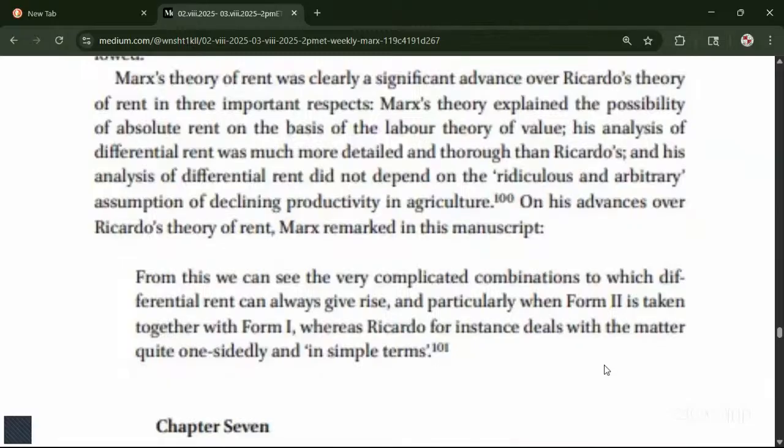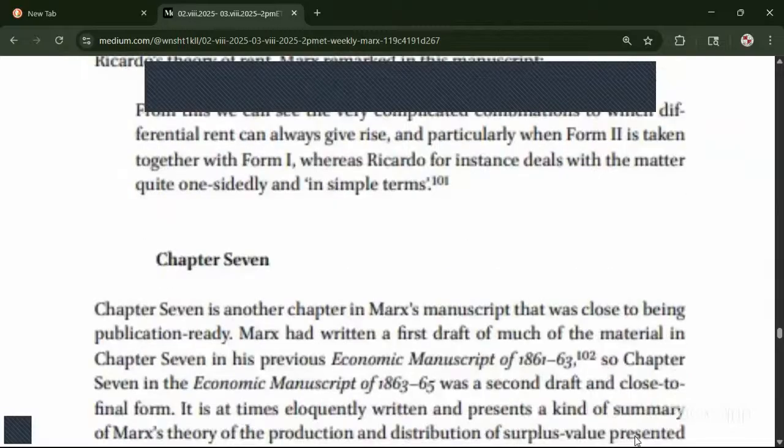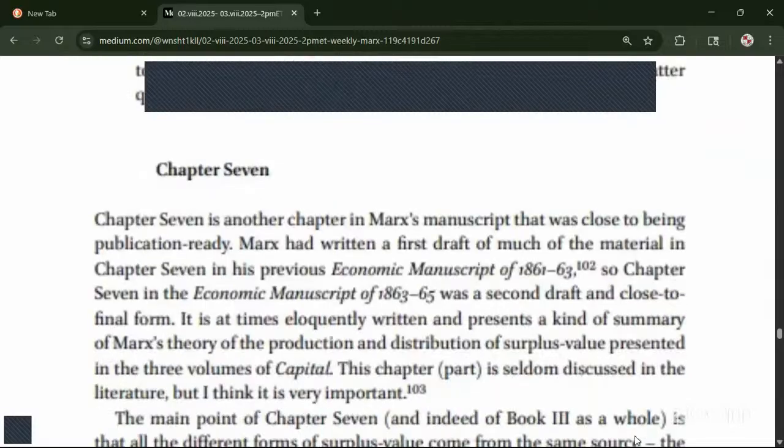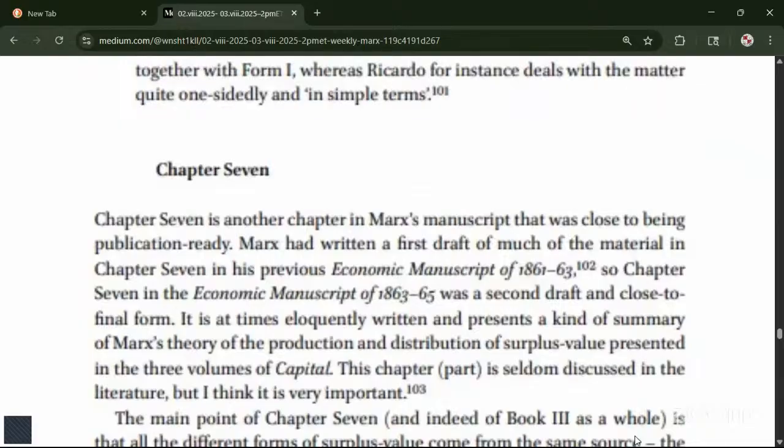Chapter 7. Chapter 7 is another chapter in Marx's manuscript that was close to being publication ready. Marx had written a first draft of much of the material in Chapter 7 in the previous economic manuscript of 1861 to 63, footnote 102. So Chapter 7 in the economic manuscript of 1863 to 65 was a second draft and close to final form. It is at times eloquently written and presents a kind of summary of Marx's theory of the production and distribution of surplus value presented in the 3 volumes of Capital. This part is seldom discussed in the literature, but Moseley thinks it's very important, footnote 103.